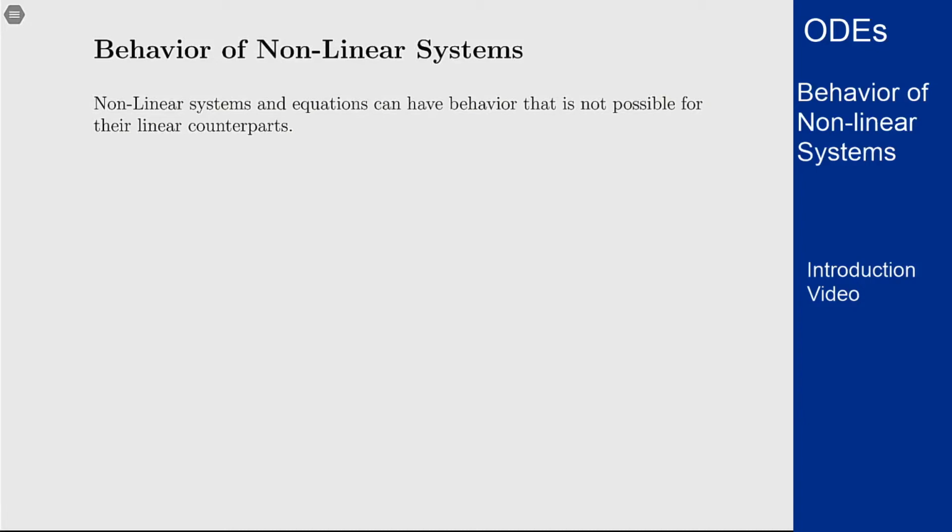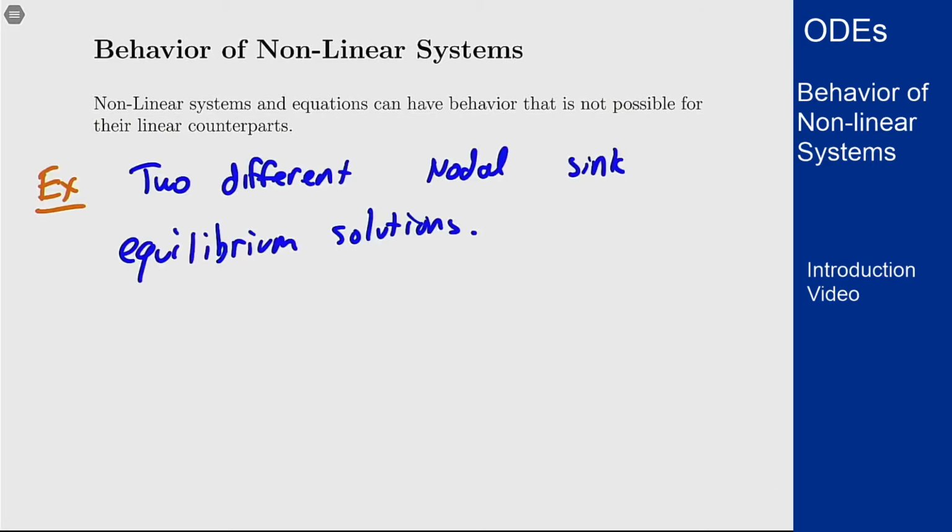In this video, we'll discuss more details of the behavior of nonlinear systems. The main thing to think about for nonlinear systems is that there can be a lot of behaviors that don't line up with what we saw for linear systems. This is one sort of base example, right? If I have two different nodal sink equilibrium solutions, for a linear system, having a nodal sink means everything flows into that solution, right? But for nonlinear, this can be an issue.